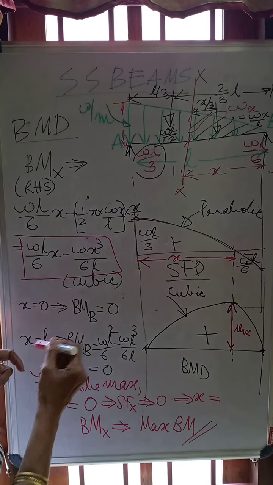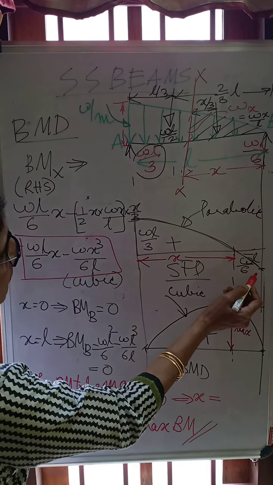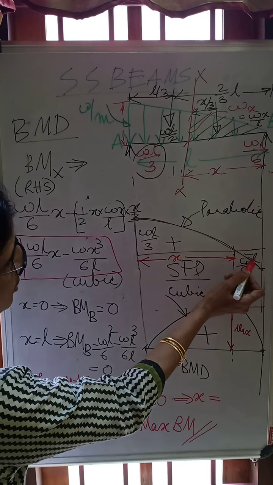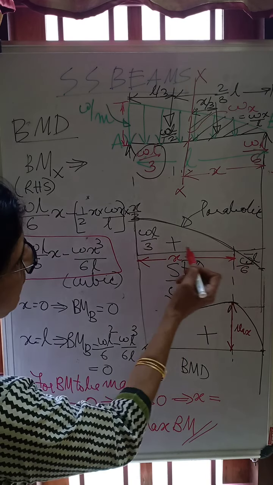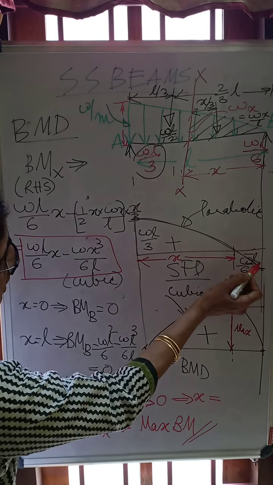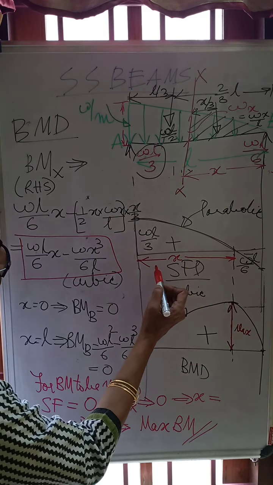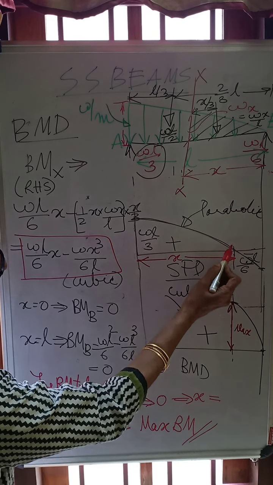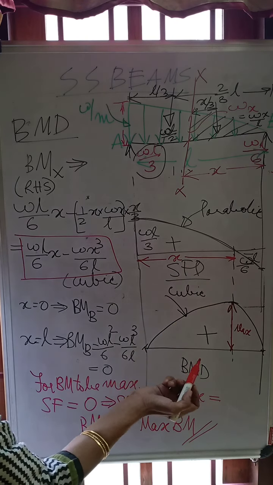So after finishing this shear force diagram, you can mark it as parabolic. This is plus and this is minus. If you are putting this as plus, you have to put this as minus. So mark the ordinates WL by 3, this is WL by 6. So this X I have marked to find out where the shear force is becoming 0. That we will discuss later.